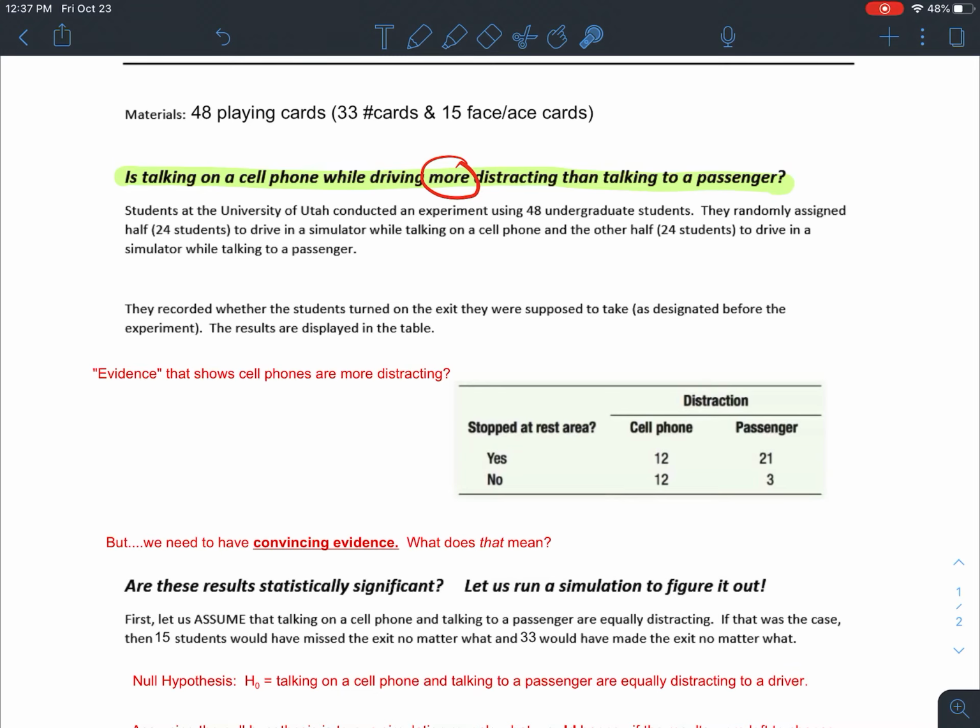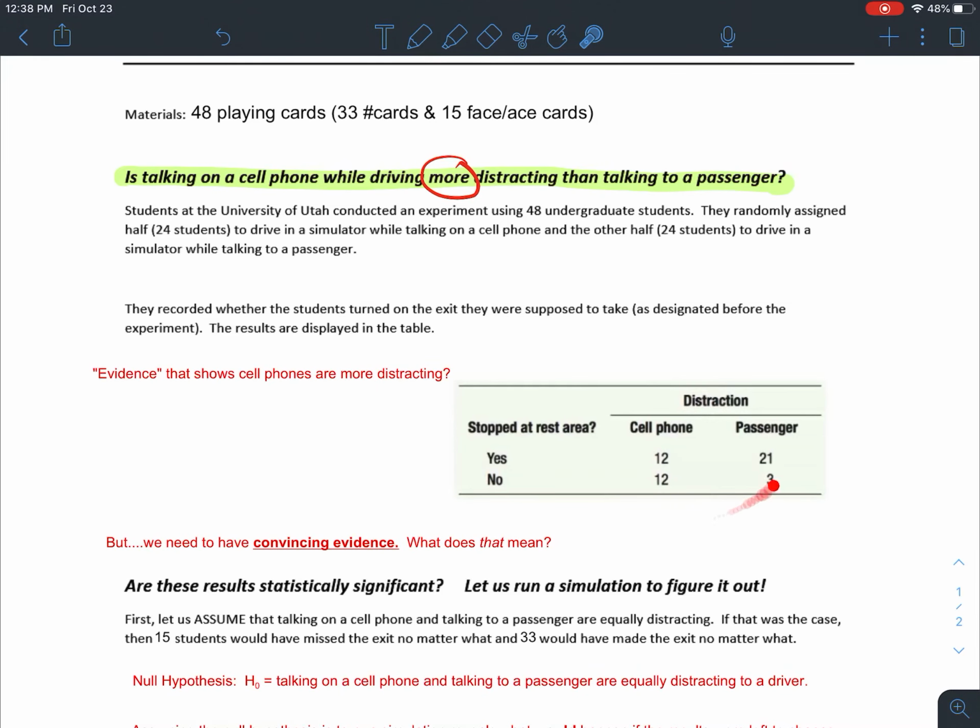Now, how were they able to measure whether the drivers were distracted or not? These drivers were told that at a designated exit, they had to turn and get off at that exit. There's a rest area there. They recorded whether the students turned off at that designated exit that they were supposed to.